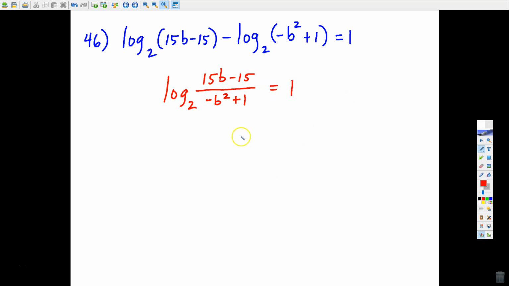Okay, so good job. We now can change this into exponential form now that we're in single log form. So the exponential form will be base 2 with an exponent of 1, and we're going to let that equal this fraction, 15b minus 15 over negative b squared plus 1. Okay, clear out this denominator, multiply by it on both sides. I'll show that here.